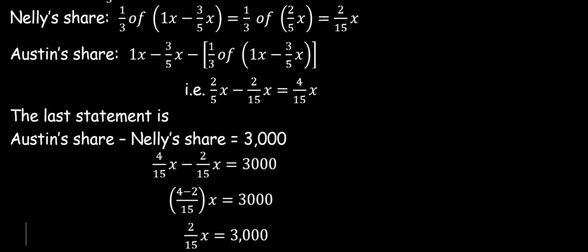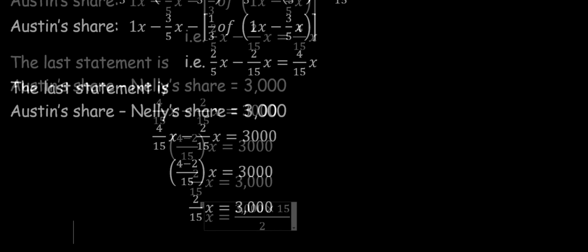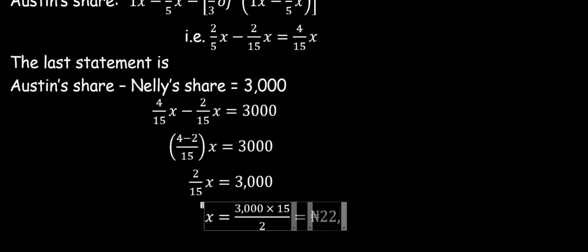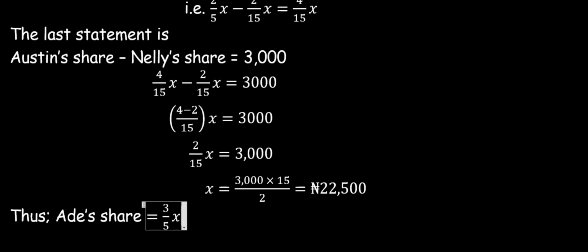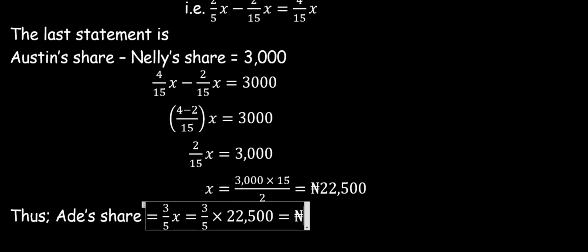Making x the subject of the formula, we have that x will be equal to 3,000 times 15 divided by 2, which is equal to 22,500. Having gotten x, we now look for Ade's share, which is the original question. How much did Ade receive? Ade's share is 3 over 5 of x, which is equals to 3 over 5 of 22,500, which gives us a result of 13,500.